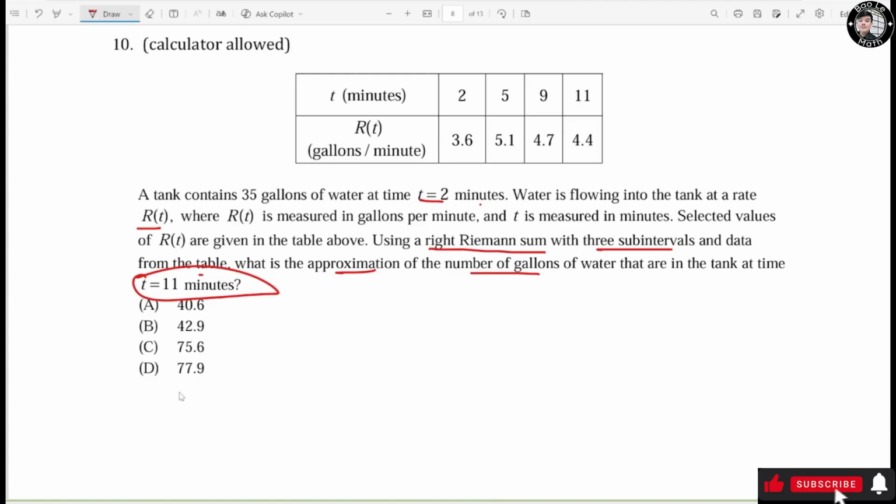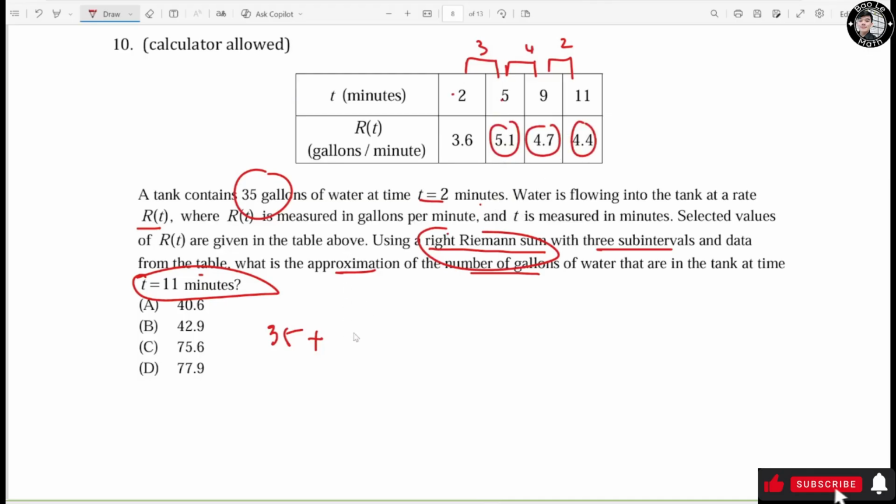So question 10 is similar to question 8. Alright, so we need to use the right Riemann sum right here. We start from here, 35. So we have 35 plus, now right Riemann sum, the width right here, 5 subtract 2, it is 3. This is 4, and this is 2. Now for the right Riemann sum, we're going to use this value and this value as heights.